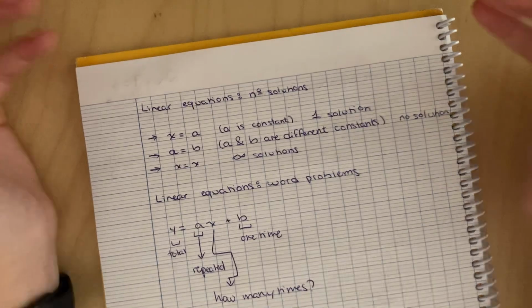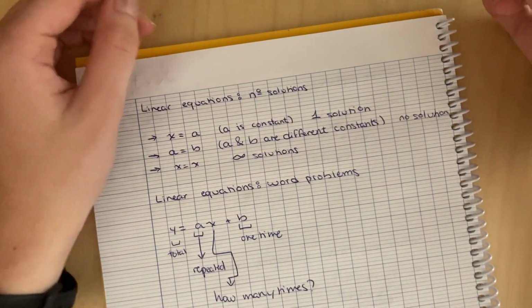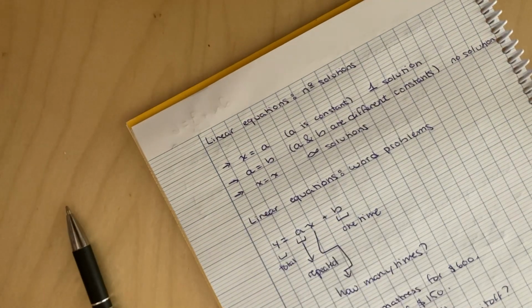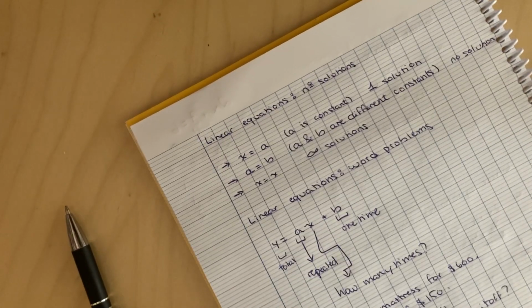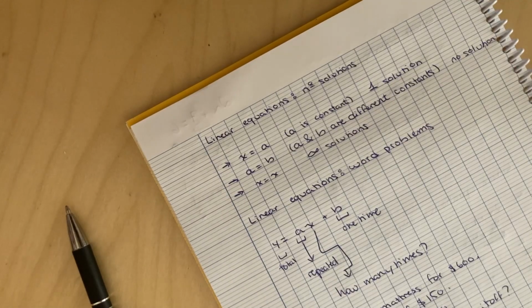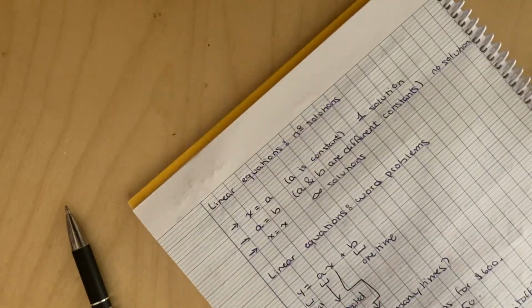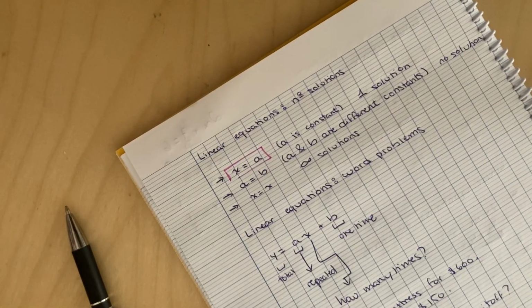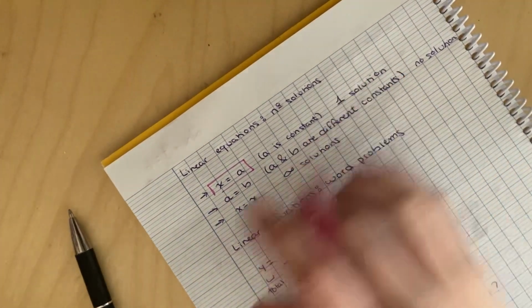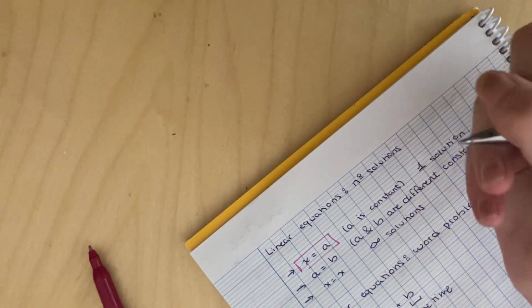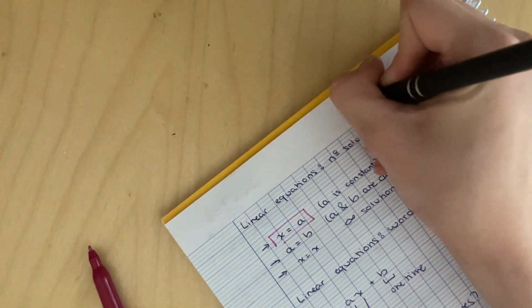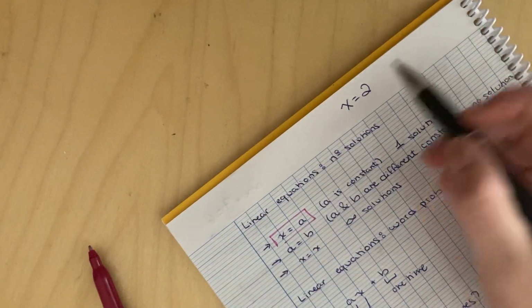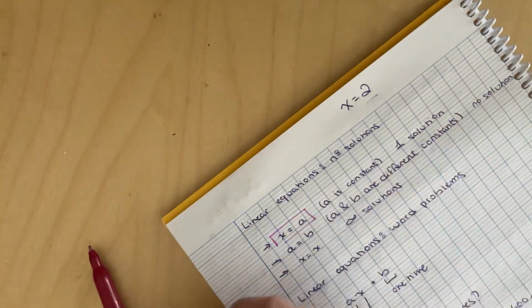Linear equations can have any number of solutions. The most important thing is to look at how the answer is formatted. If you have something that looks like x equals a, where a is a constant, then there's one solution. For example, if the answer to your equation after you solved it looks like this, the only solution for your equation is going to be x equals 2.